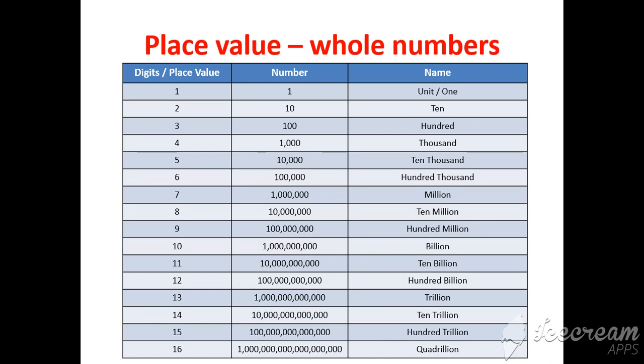Right, well here is a list of numbers starting from our units, ones, tens, hundreds, thousands, getting into the millions and billions. After billions, we have trillions, then 10 trillion and 100 trillion. And after trillions, the next column or group of numbers is called quadrillion.